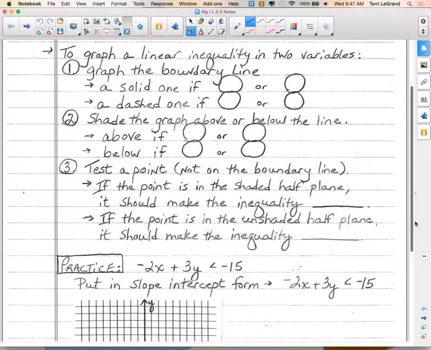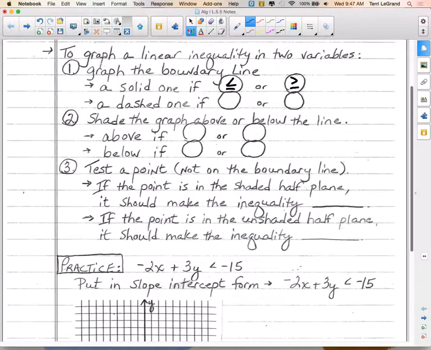Less than or equal to? Or what's another possible time that we would make the boundary line solid? Greater than or equal to. So in other words, when the equal to bar is included, we're making the boundary line solid, just like when we were doing it in one variable, when the equal to bar was included, we shaded in the endpoint. We made it a solid endpoint. Here we have to make it a solid boundary line instead.